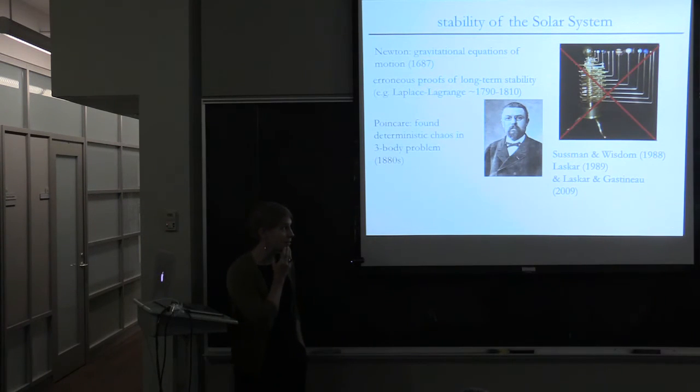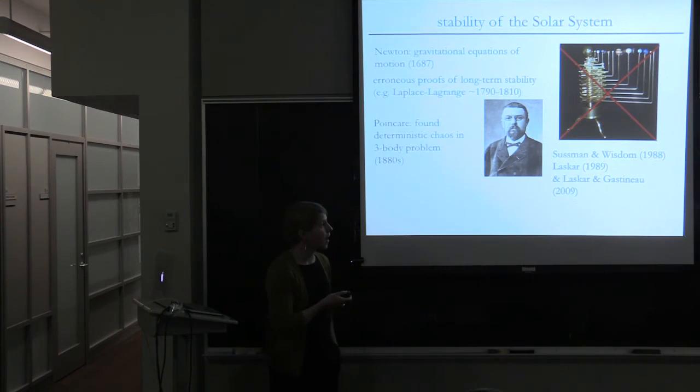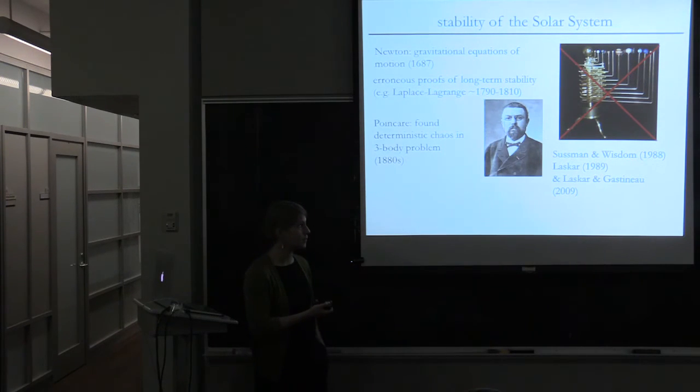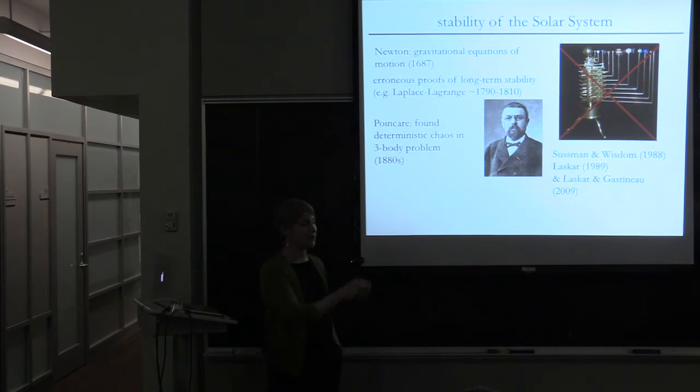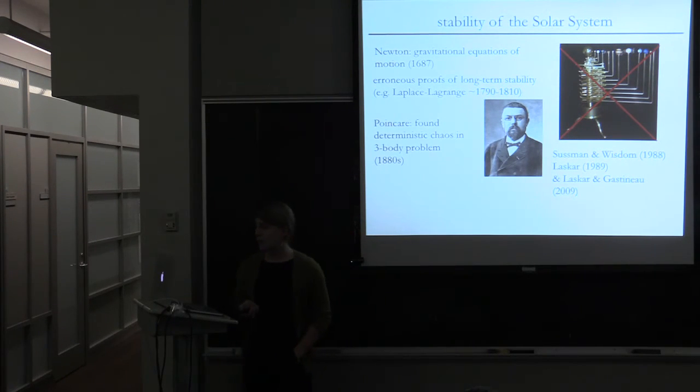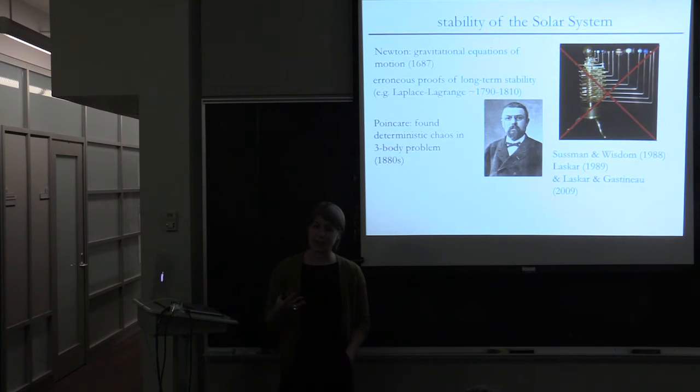For the solar system, we could only say for sure that the orbits were chaotic in the 1980s, when computers got fast enough. Both Gerry Sussman and Jack Wisdom, and also Jacques Laskar, showed this independently: the solar system is chaotic. So this orderly picture of an orrery was not correct. And furthermore, this chaos does have a probability of leading to instability.